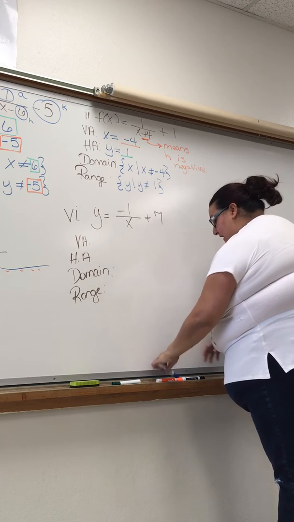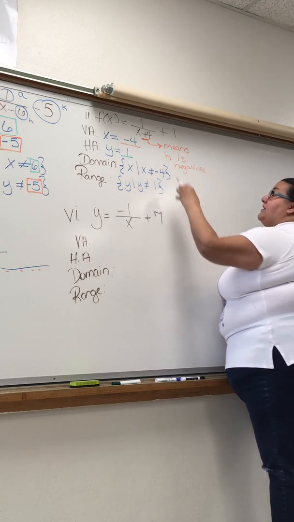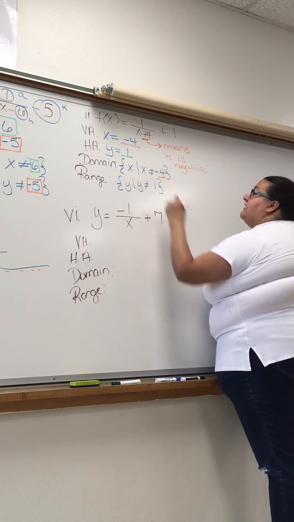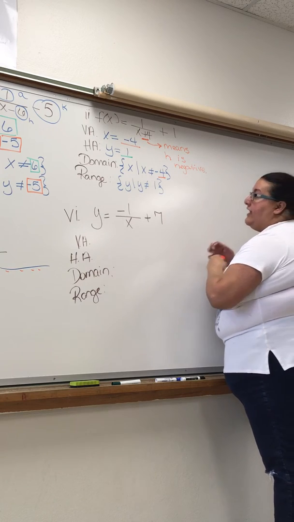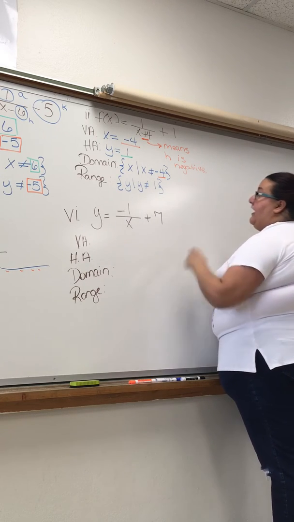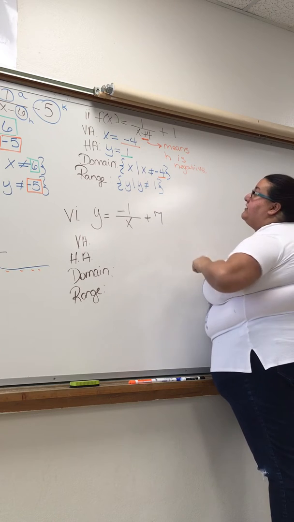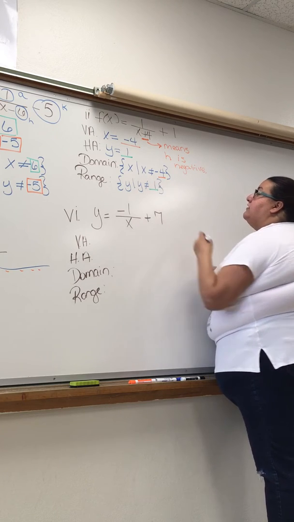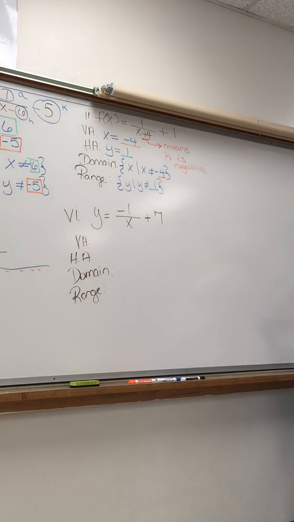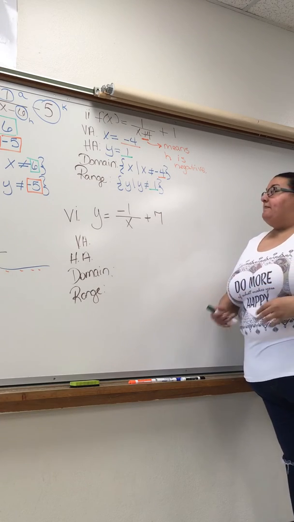Okay? And again, just so you guys see who gets this: domain gets the vertical asymptote, h, and the range gets the horizontal asymptote value. So just so you guys can see where the numbers come from, okay?